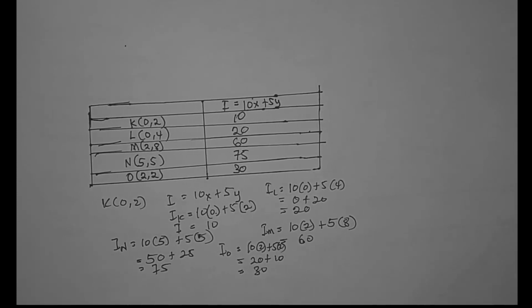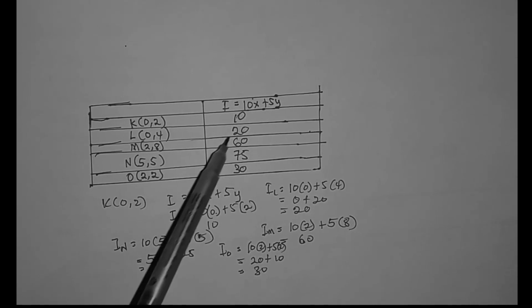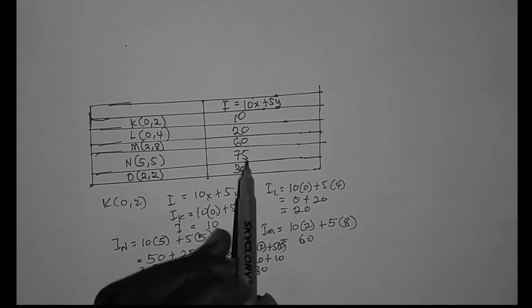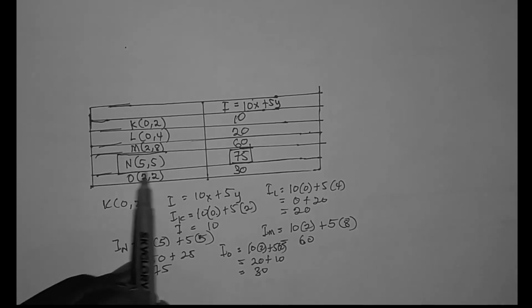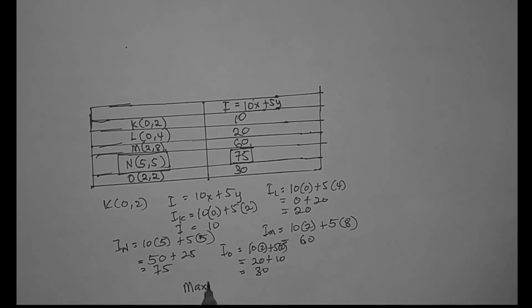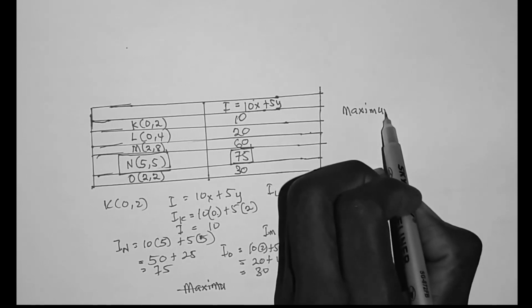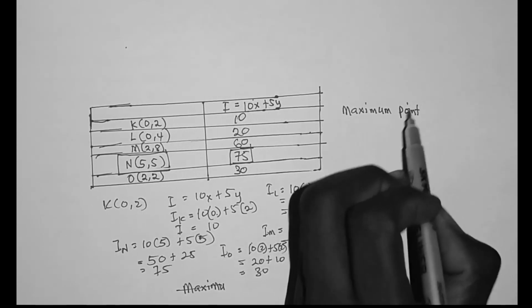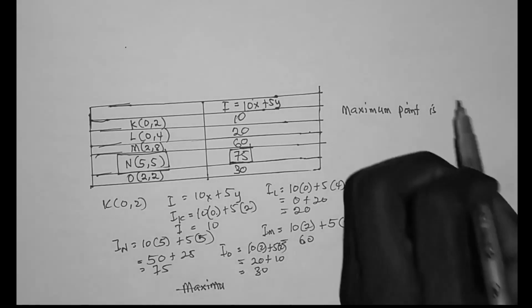But we are looking for a point where the objective function is maximum. So we have 10, 20, 60, 75, 30. The maximum value here is 75, and it corresponds to the point N (5, 5). So the maximum point that we're asked to find from the question, let me write it here: the maximum point is the point for which I is maximum, which is (5, 5).